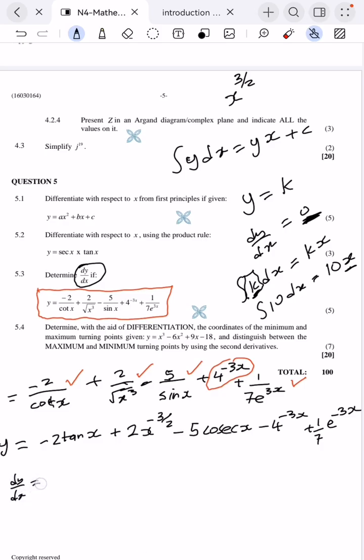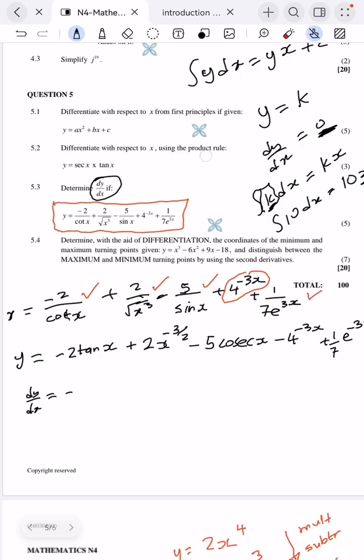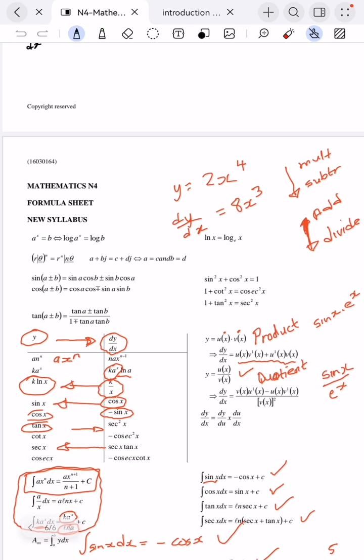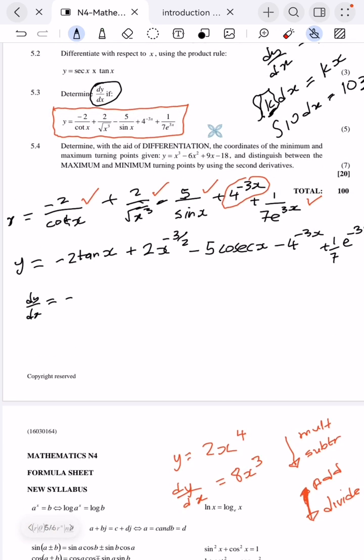What is the differentiation of tan? You go to the formula sheet, it's sec squared. Where is it? Tan here, it's sec squared. Do you see? You go to the formula sheet to get minus 2 sec squared. This is a normal exponent. What do we do with a normal exponent? We multiply the 2 with the exponent. 2 times minus 3 over 2. You do it in your calculator, you get minus 3.